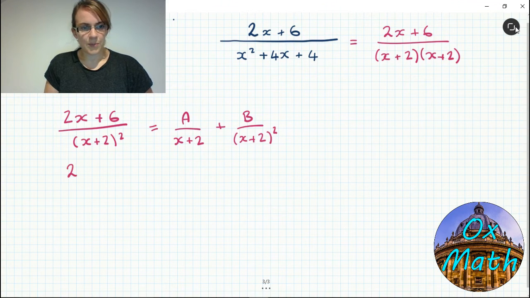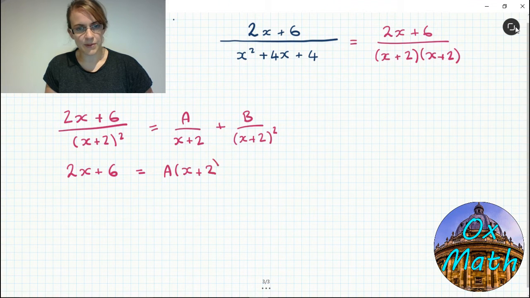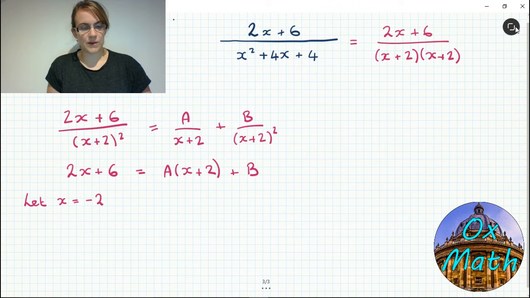So follow the same process and multiply through by the denominator of the left-hand side, which will leave us with a times (x plus 2), because one of the x plus 2's cancelled out, plus b. I'm then going to do it by choosing a strategic value of x. So in this case, if I pick x equals minus 2, that will eliminate a. So I will end up with minus 4 plus 6 equals b, in which case b equals 2.